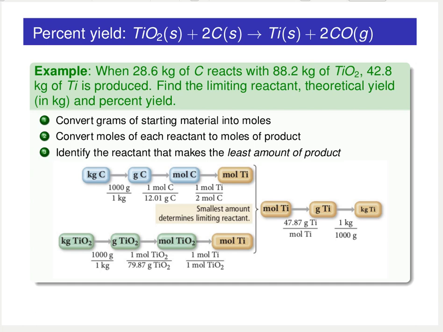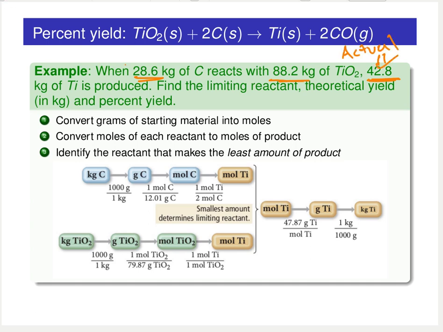Okay, so let's go ahead and look at an example. We can go back and look at our titanium dioxide reaction with carbon. Now let's suppose that we know both the amount of initial reactants that are given and the fact that at the end of the day, when this reaction is carried out, 42.8 kilograms of titanium is actually produced. So we now have an actual yield.